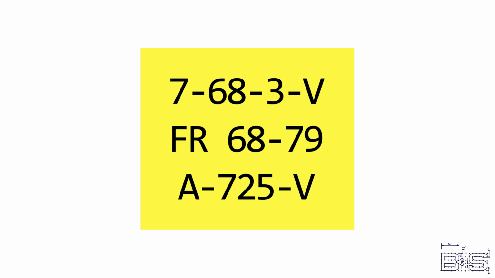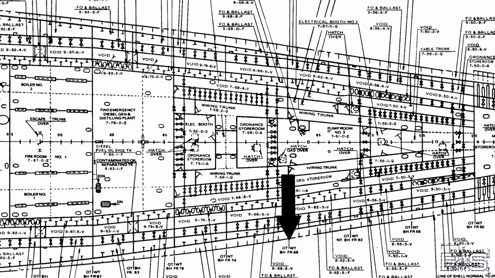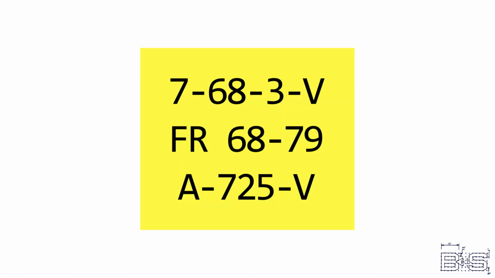So, 7683V. We know that we are 6 decks below the main deck and that the forwardmost bulkhead is at frame 68. The 3 tells us that we are on the starboard side and that there is 1 more compartment between us and the ship's center line. Then finally we learn that we really shouldn't be in this space at all because it's a void. That's a lot of information from just 1 bullseye.